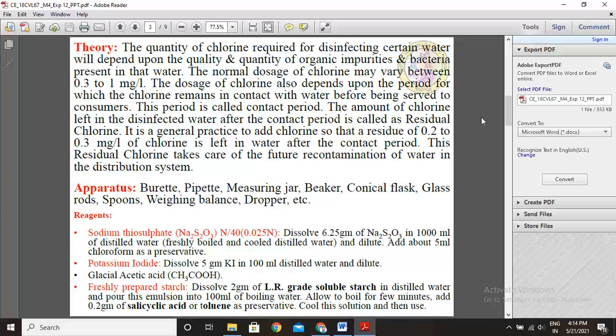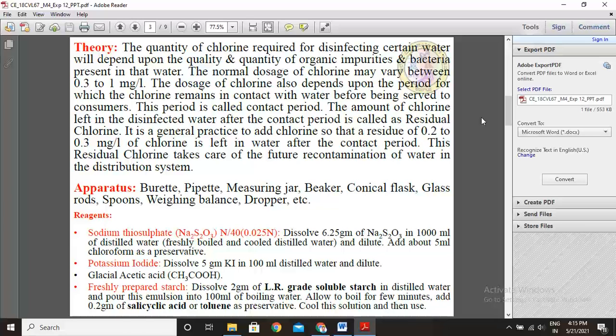It is a general practice to add chlorine so that a residue of 0.2 to 0.3 milligram per liter of chlorine is left in the water after the contact period. This residual chlorine takes care of future recontamination of water in the distribution system.